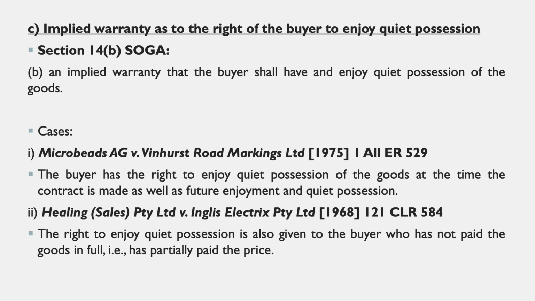Then, implied warranty as to the right of the buyer to enjoy quiet possession, as stated in Section 14, Subsection B of the Act. The rule is that there is an implied warranty that the buyer shall have the right to enjoy quiet possession of the goods, meaning the buyer can do anything with the goods and the third party shall not interfere with the buyer's possession. You can refer to two cases, the case of Microbits and Healing Sales Private Limited.